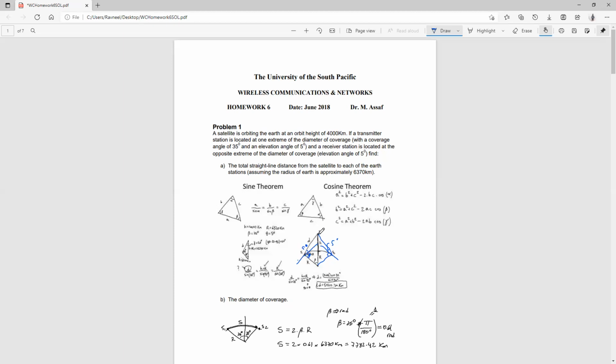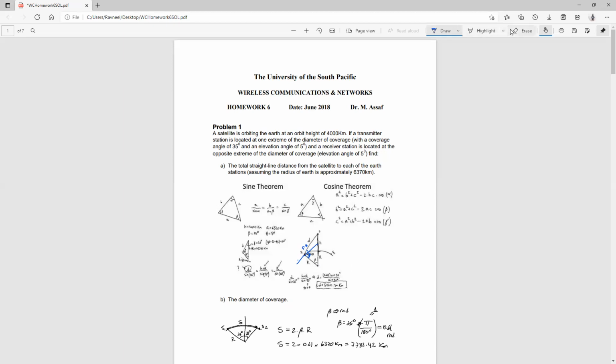If we find d, that is the same distance for the other side as well, right? Since both the satellites have an elevation angle of 5 degrees, we'll be considering just one triangle. That will be the same distance from the satellite to the other Earth station as well, so the other side as well.